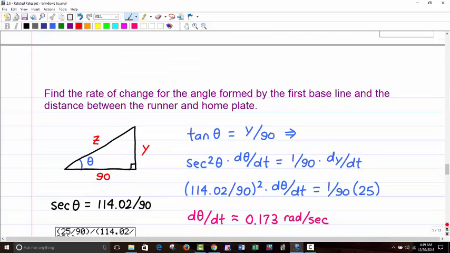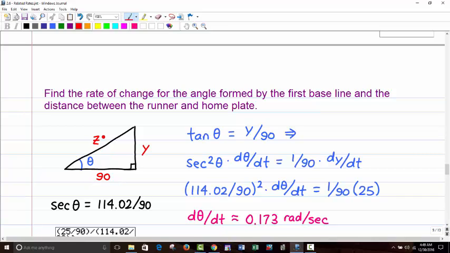I'll toss an angle problem in there. Find a rate of change of the angle formed by the first baseline and the distance between the runner and home plate. So as he's running from first to second, we're trying to figure out what that angle is right there, the first baseline and the distance between the home plate. Now, this time I did use tangent. I was explaining earlier that tangent would not have been a good choice for that latter problem, but here it's an excellent choice because you want to use that fixed rate of 90.